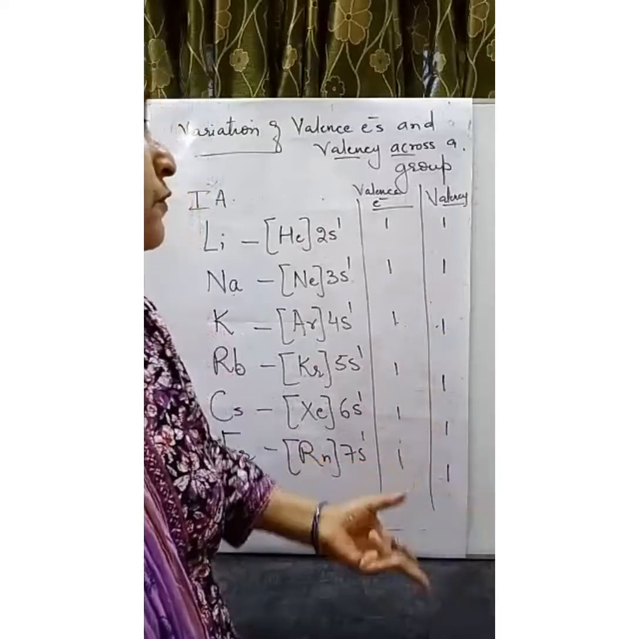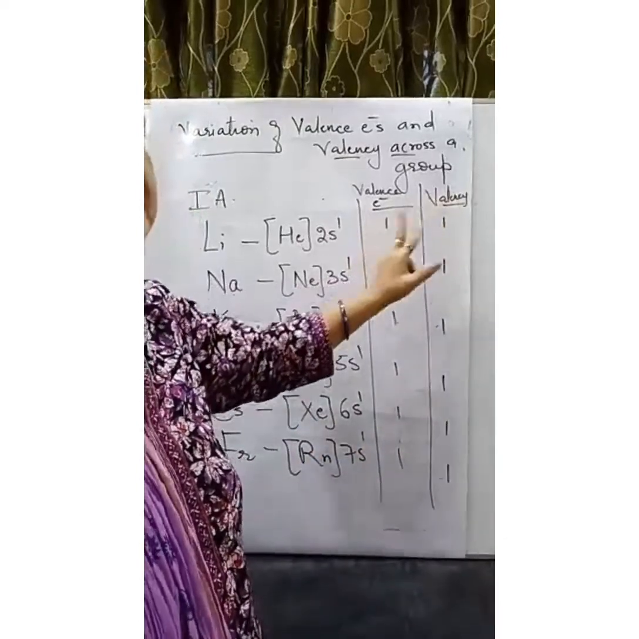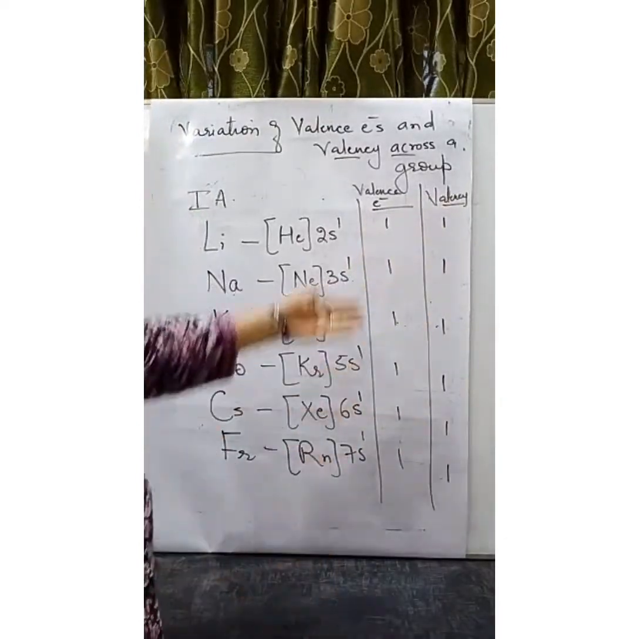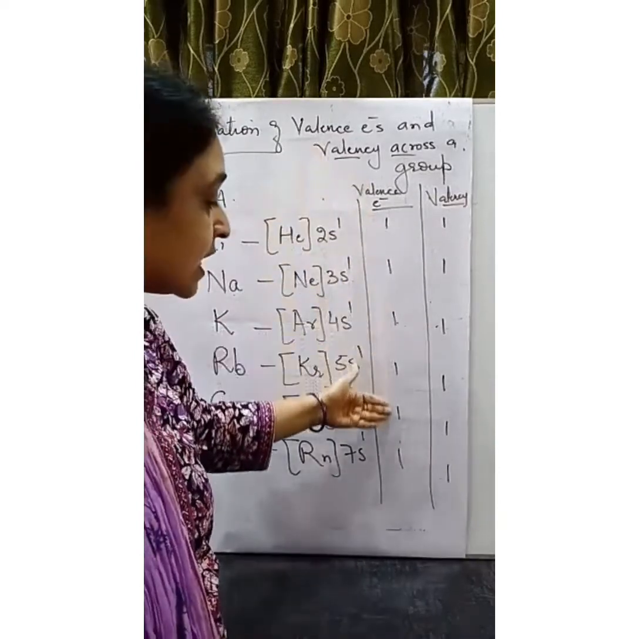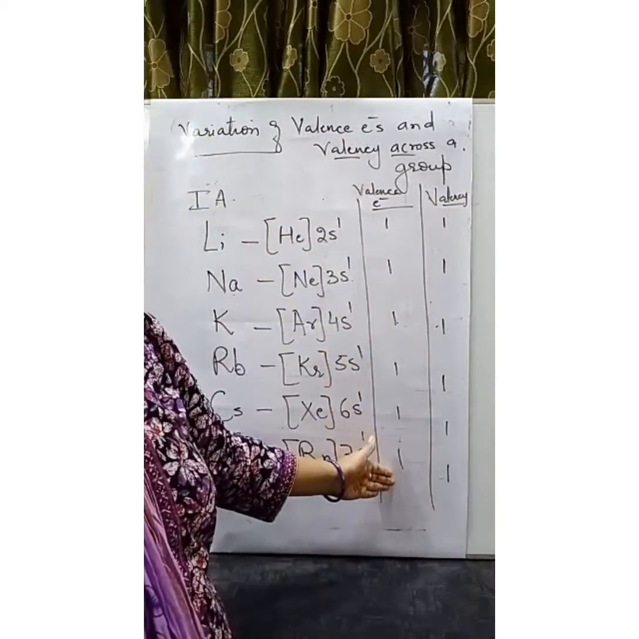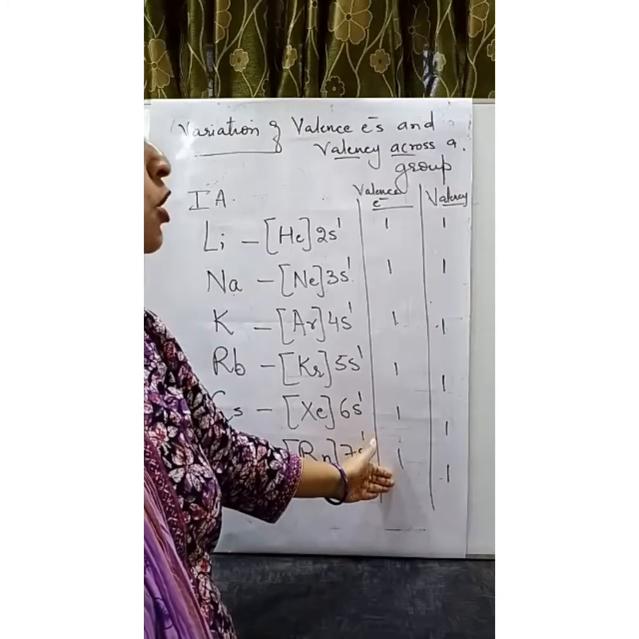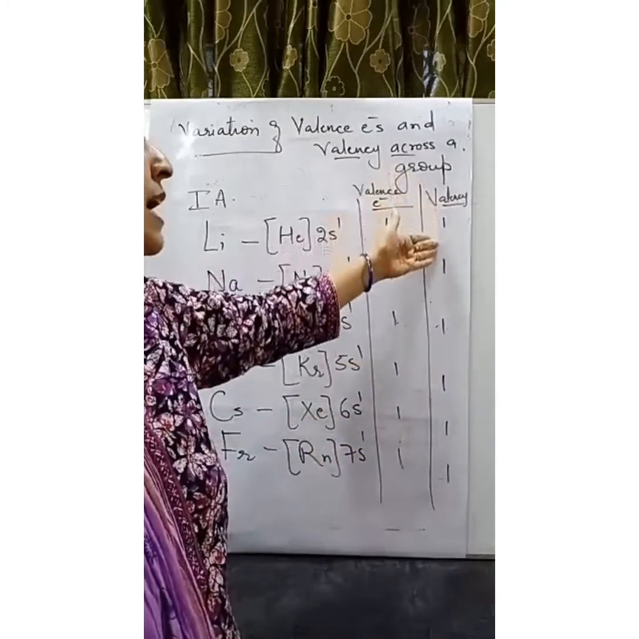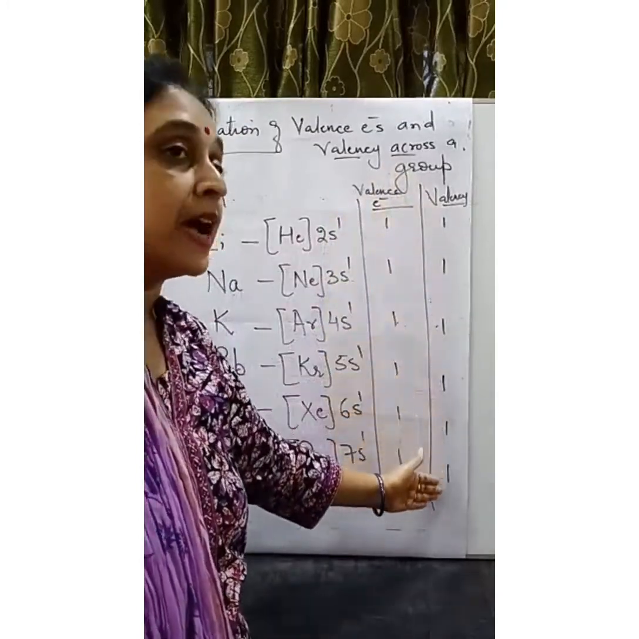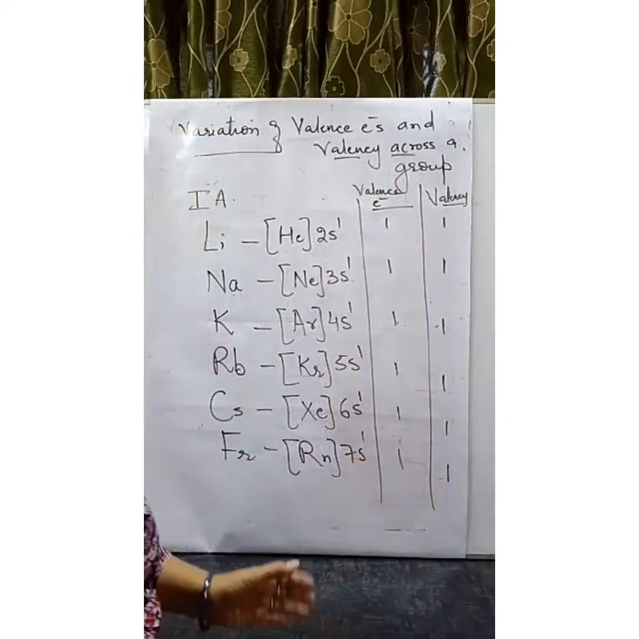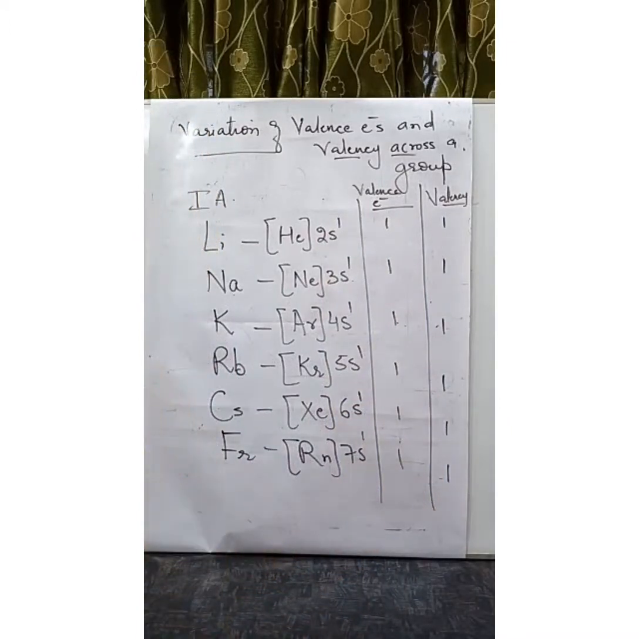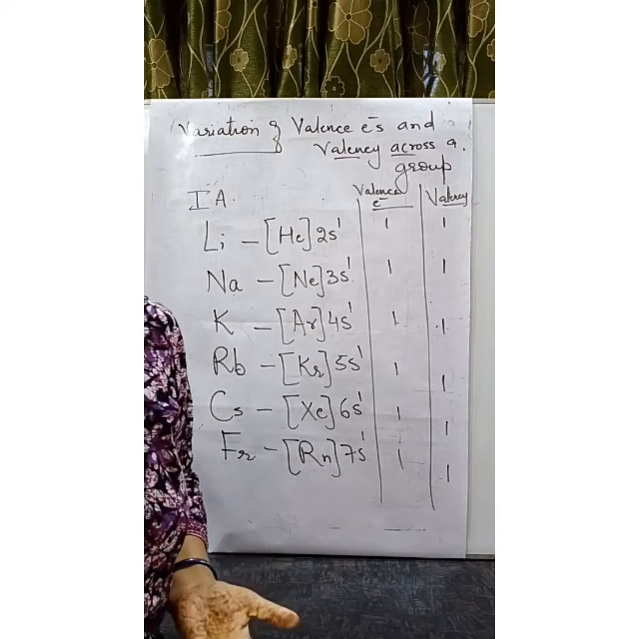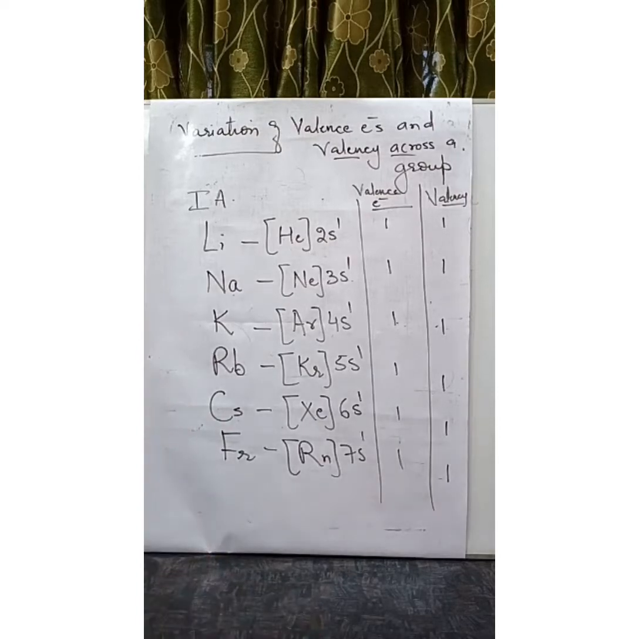So don't get confused that valence electrons and valency are supposed to be the same. No, but all the elements will have the same number of valence electrons when we move from top to bottom in a group, and all the elements have the same valency. That is why we say that the elements which are present in a group show similar chemical properties. Reason? Because the number of valence electrons are the same.